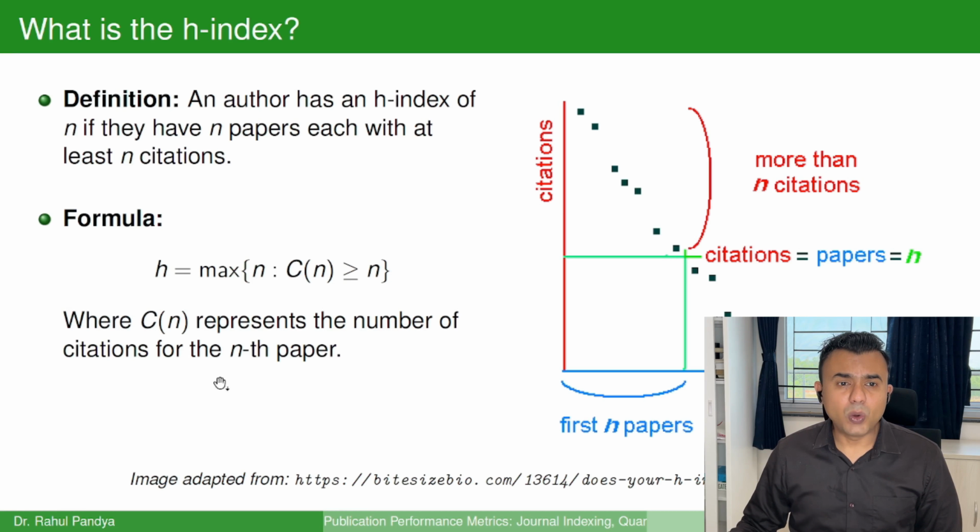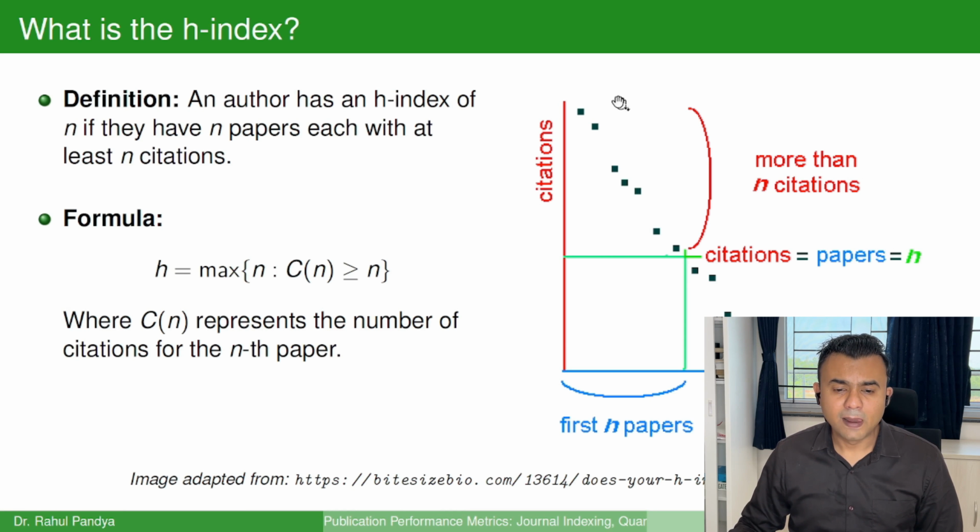In this section, we will discuss the H index. If I look at the basic definition, an author has an H index of n if they have n papers, each with at least n citations.